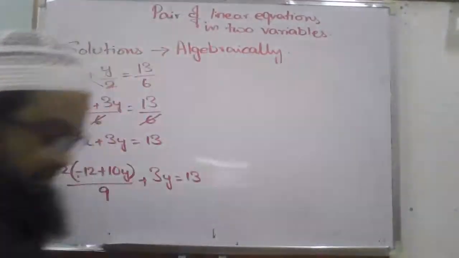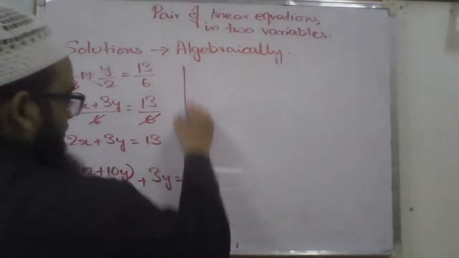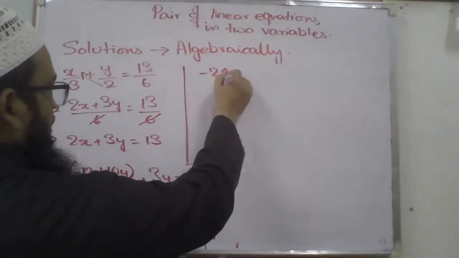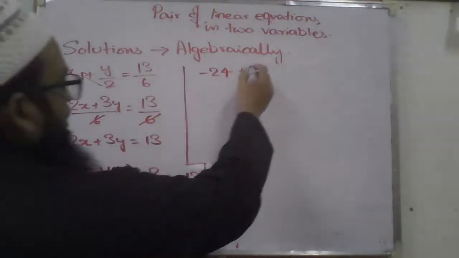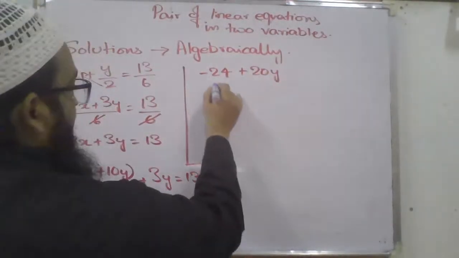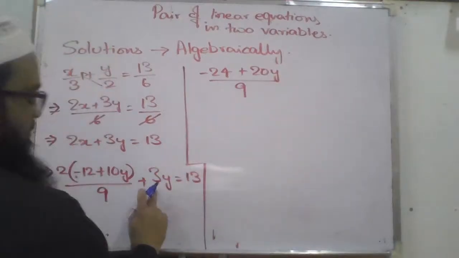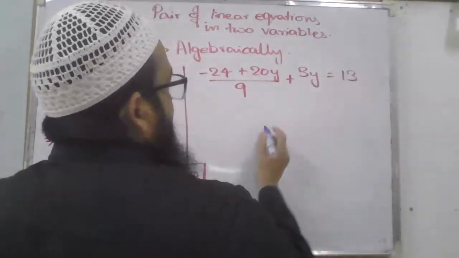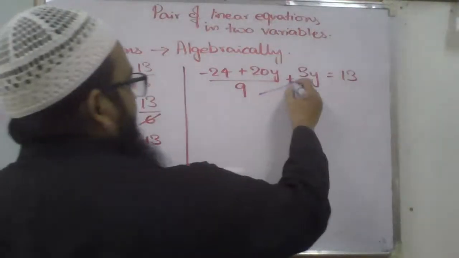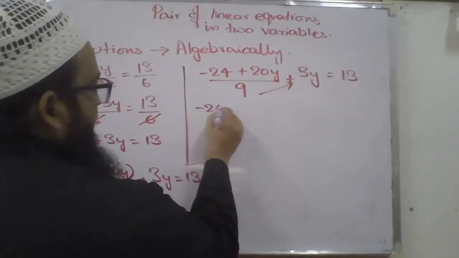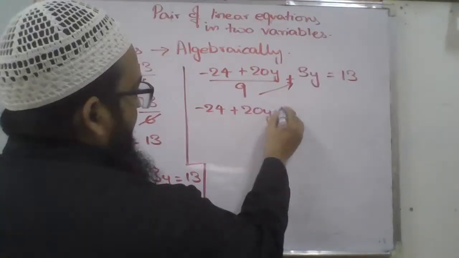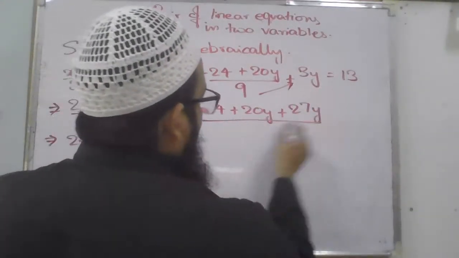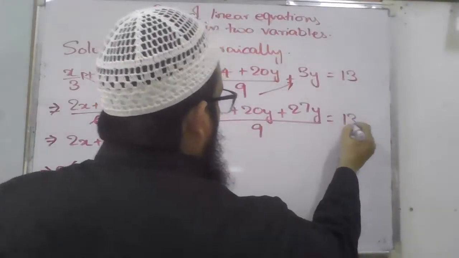Let us simplify this. So 2 into minus 12, minus 24, plus 2 into 10, 20y, divided by 9, plus 3y is equal to 13. So let us take LCM. So minus 24 plus 20y plus 9 threes are 27y, divided by 9 equals 13.